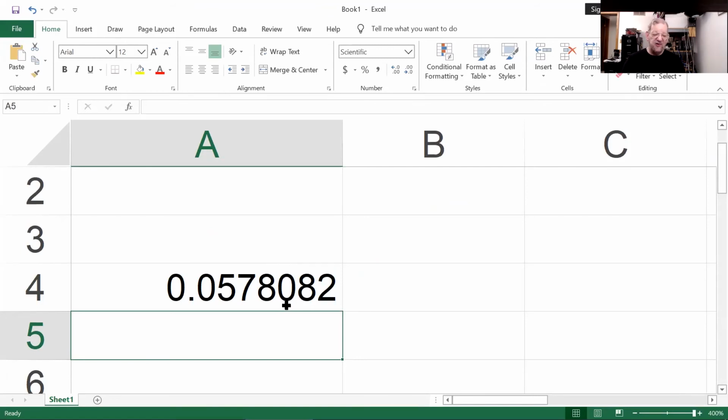And how do you round this off to 3 significant figures? Zeros at the front are never significant. I keep the 5, keep the 7, keep the 8. The digit after that, is it 4 or less? Yes, I drop it. So the correct answer, and there are 2 ways you could write this, is 0.0578.